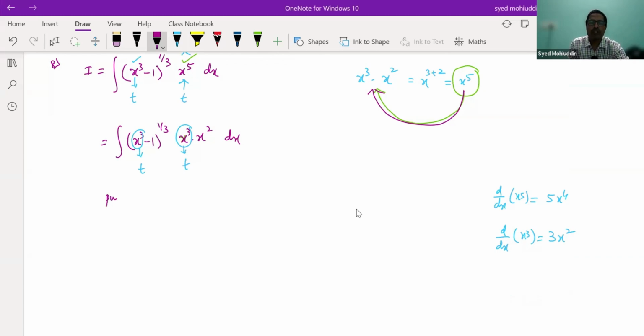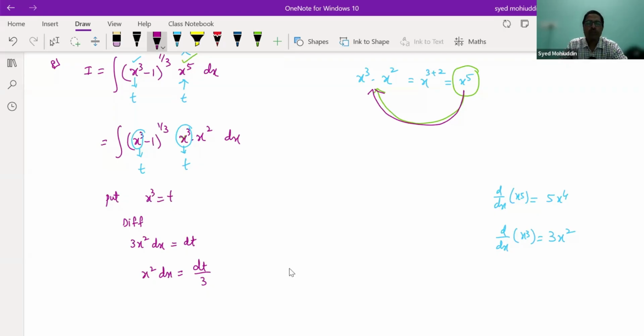If I differentiate this, the derivative of x cube will be 3x square, so 3x square into dx is equal to dt. But what you're having over here is x square into dx. Therefore, you can write x square dx, cross multiply, equals dt by 3.